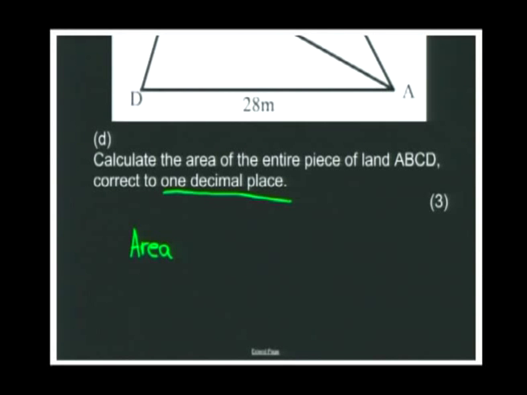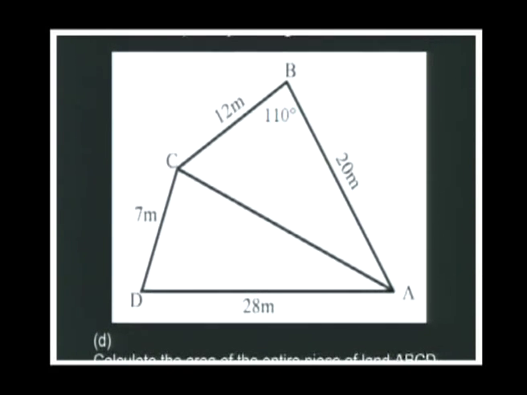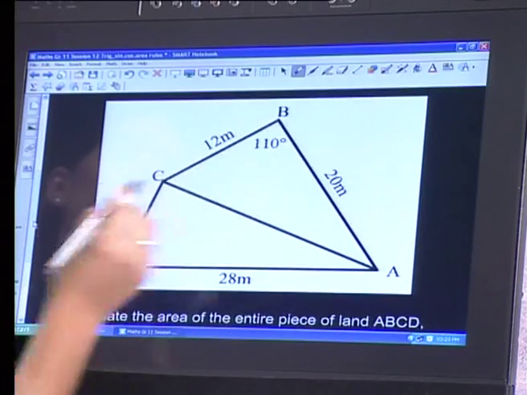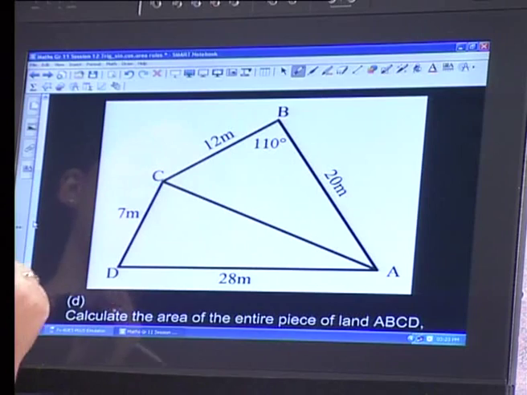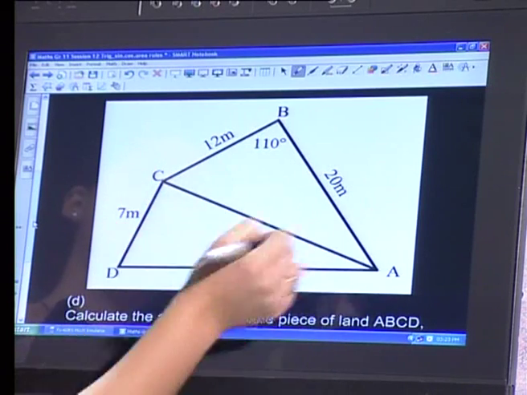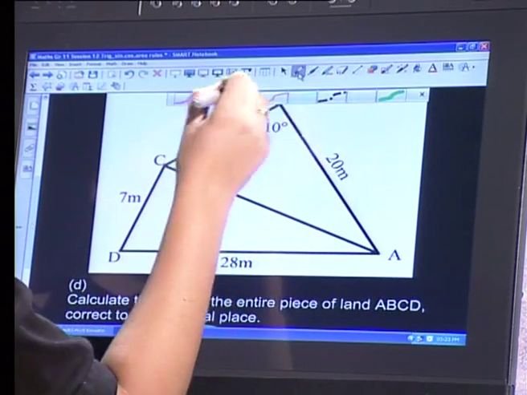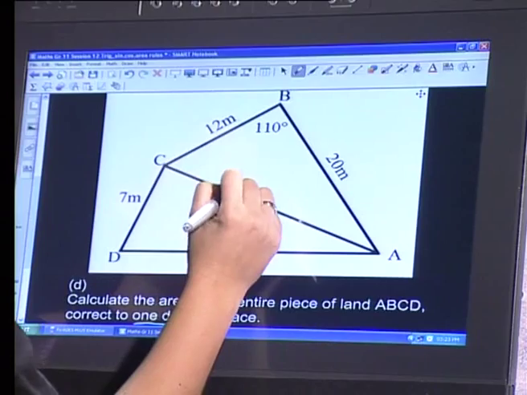Area. Now, if we have a look here, we want the area of the entire piece of land. Do we have a formula to work out the area for a quadrilateral? No, but that shouldn't concern you because we've been working with these two triangles. So what we simply have to do is go and work out the area of triangle ABC and triangle ACD, which we've got quite a lot of information for, and we work out the area of those two, and we just add the two areas together at the end.